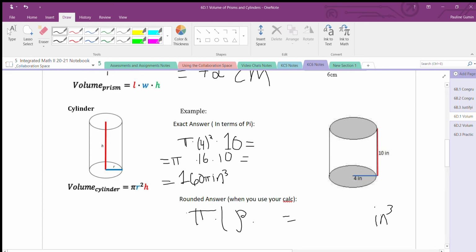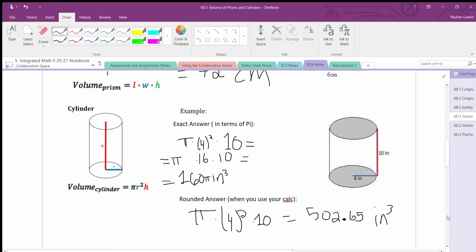Now let's do that. All right, we're still doing pi times 4 squared times 10. And you could put it into your calculator like that, or you can simplify it like I did in the second step before. When I plop this into my calculator, I get 502.65 inches cubed.